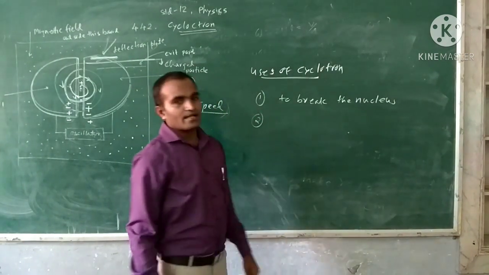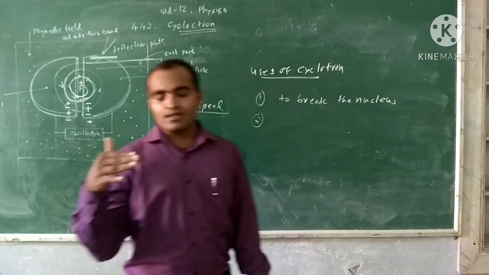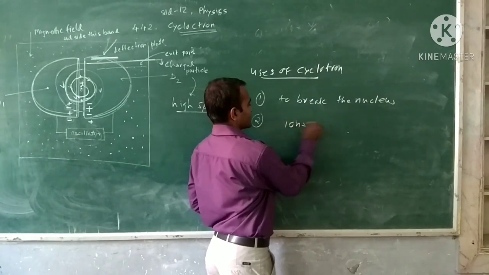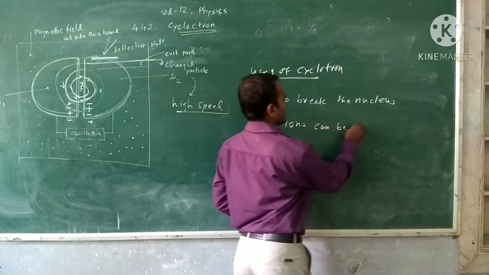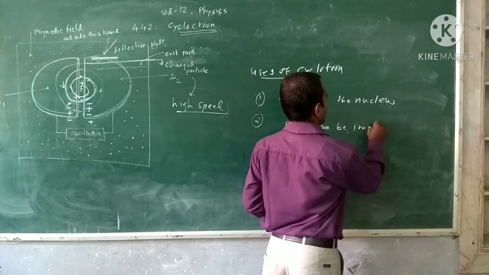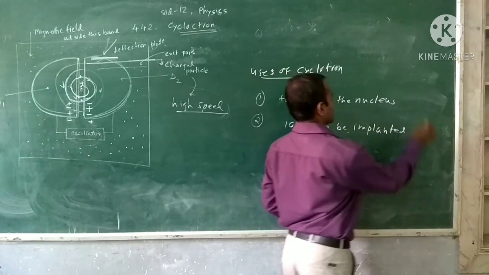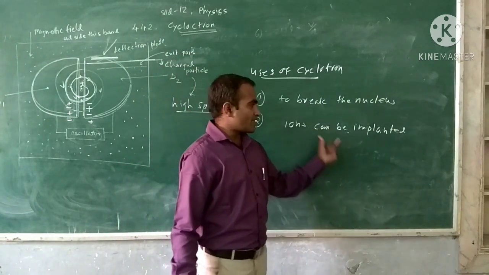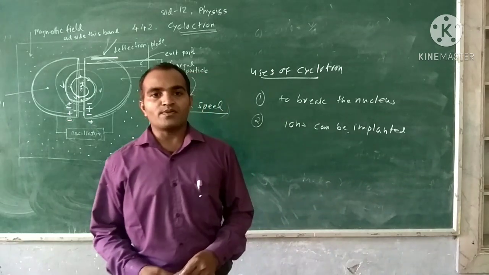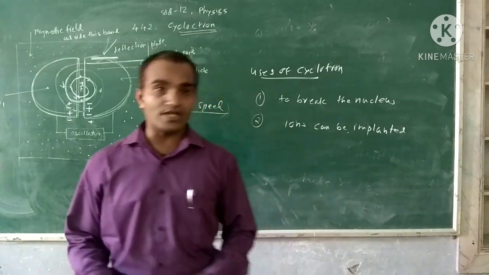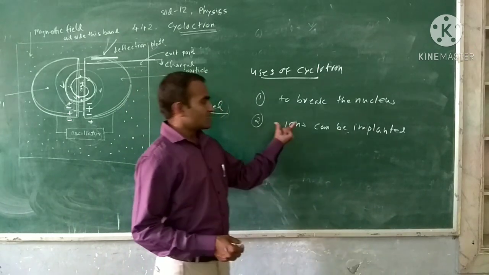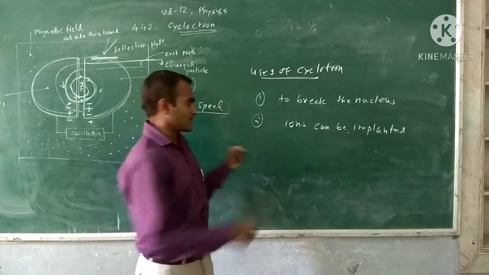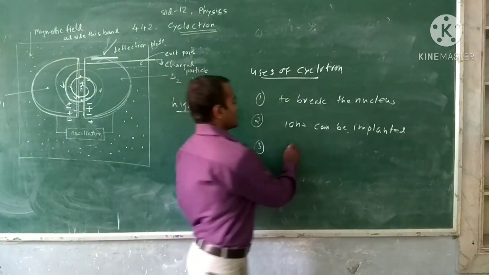Another application: when the ion or charged particle has high speed, you can implant the ions. The ion can be implanted into any body. After implantation of ions in any body or any material, its properties will be changed or modified. So this high speed charged particle is used to modify the properties.